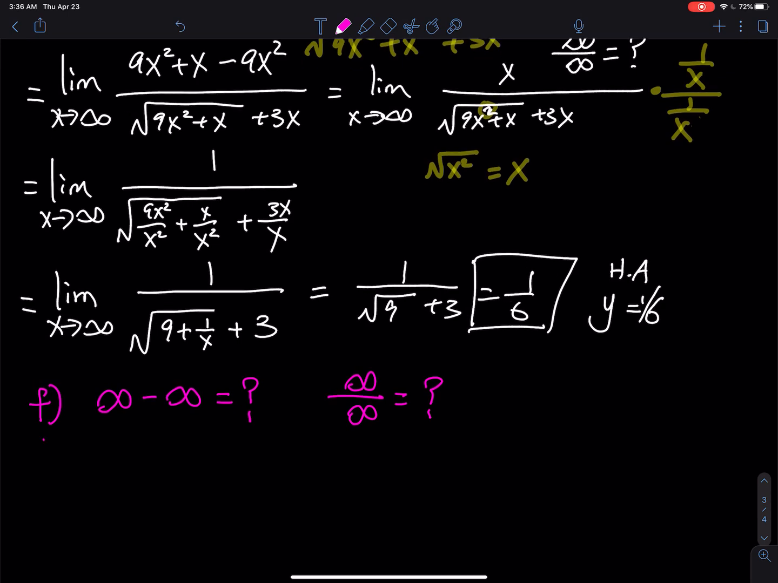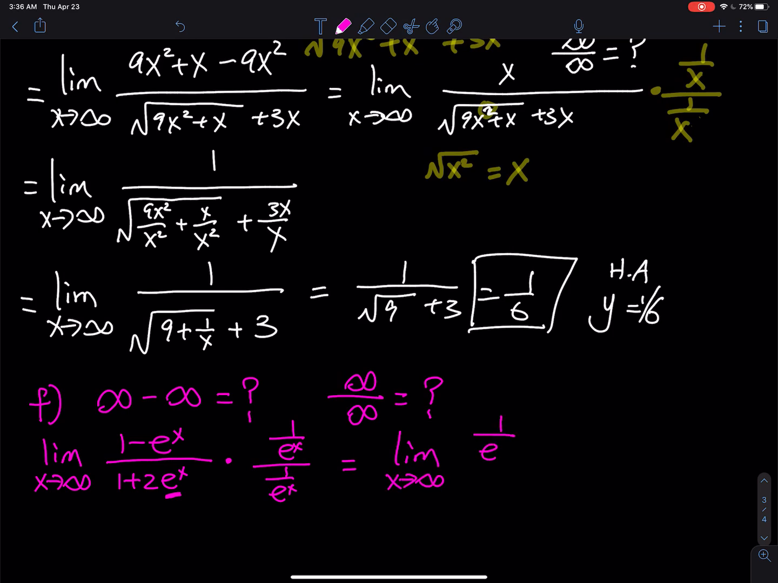Okay, part F, we have the limit as x approaches infinity of 1 minus e to the x, divided by 1 plus 2e to the x. Oh, what's the highest degree? You don't even know it, right? So in this case, you have to divide the top and bottom by e to the x, that is, multiply by 1 over e to the x, because I want to get rid of the e to the x. So you have the limit as x approaches infinity of 1 divided by e to the x minus e to the x divided by itself, and then 1 divided by e to the x plus 2e to the x divided by e to the x.